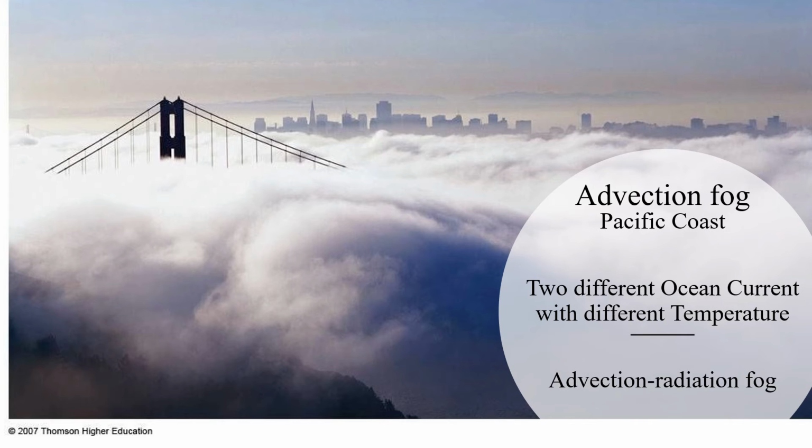It is also more common to see advection fog forming at a headland than in the mouth of the bay. Advection fog also prevails where two ocean currents with different temperatures flow next to one another. Such is the case in the Atlantic Ocean off the coast of Newfoundland. Advection fog also forms over the land.